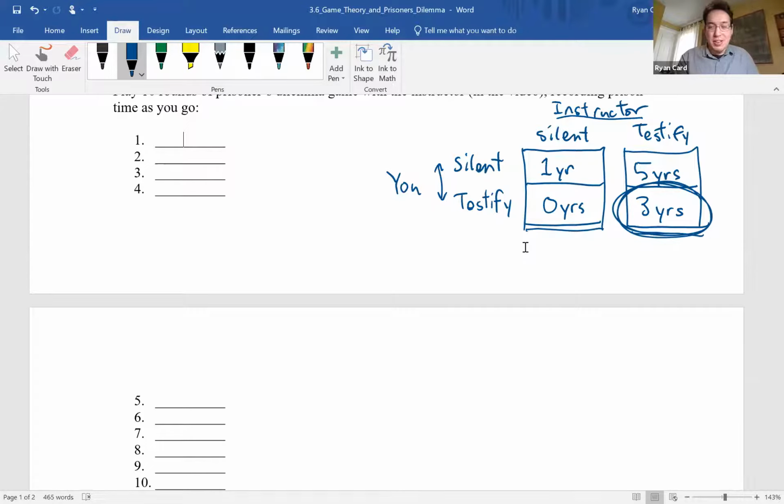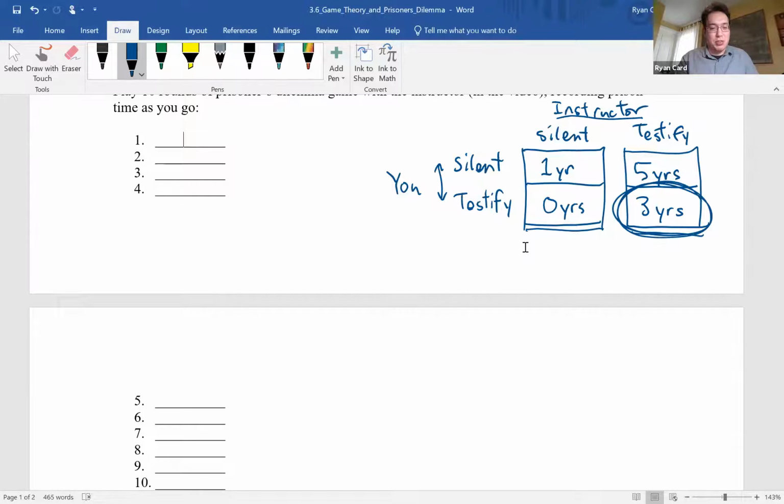And this is my choice for round number 5. Okay, write down 1 or 0, depending on what you chose. And this is the choice for round number 6. Okay, write down 1 or 0.